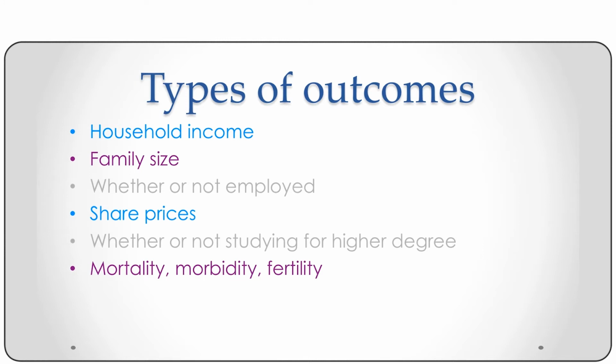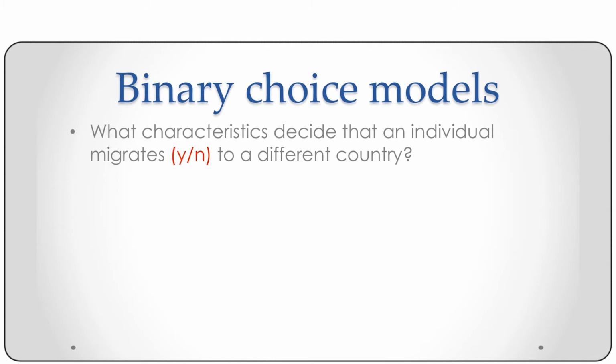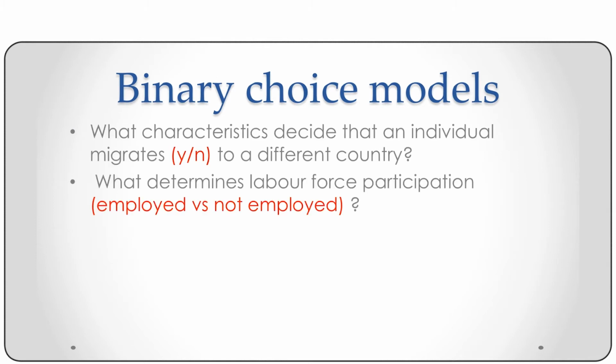Family size, mortality, morbidity, fertility, which have been indicated in purple, are yet another type of variable for the statistician. They are called count variables. The remaining variables, which have been indicated in gray, are called binary variables. So statisticians record these variables using 1 or 0. The value 1 occurs if a certain event occurs and 0 if the event does not occur.